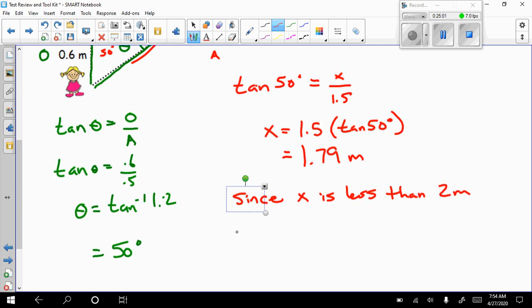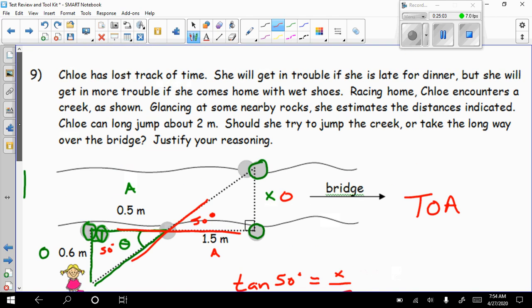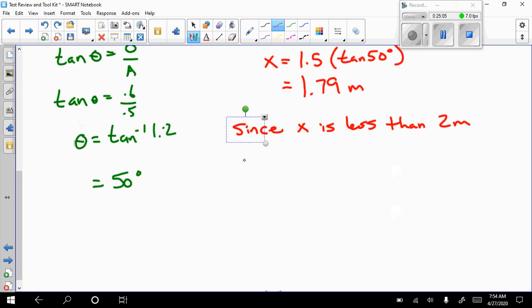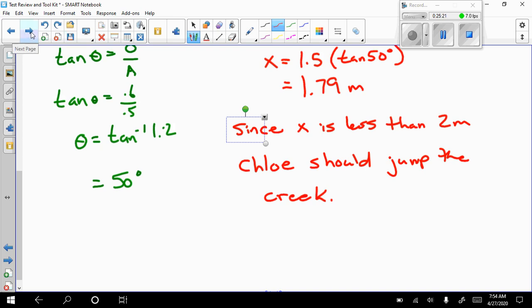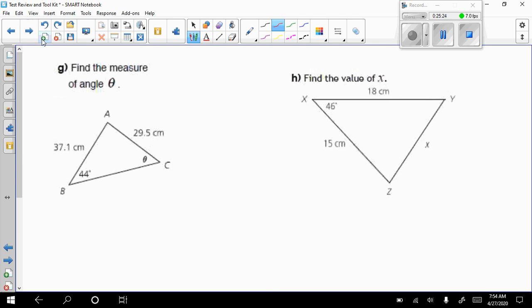What was her name again? Her name was Chloe. Chloe should jump the creek. Okay, so there you go. We've used, that's a good application of right triangles. Okay, well here are clearly some non-right angle triangles.